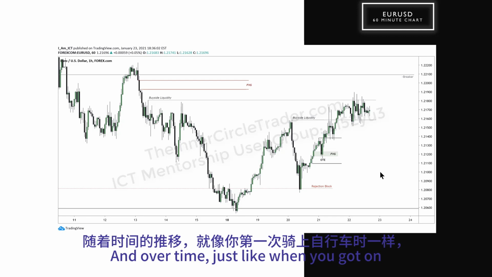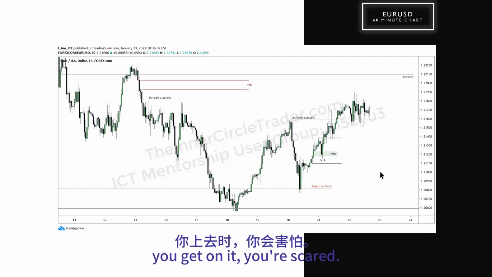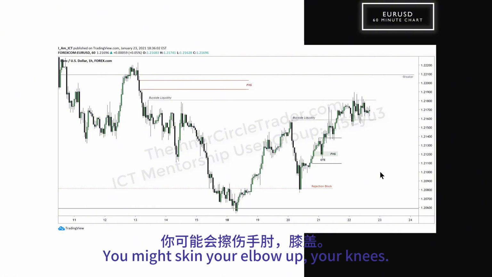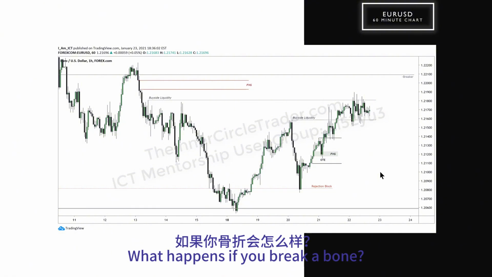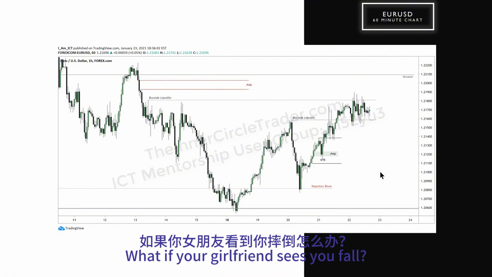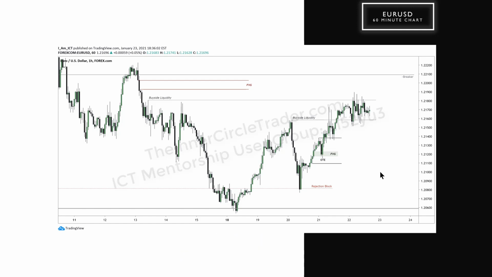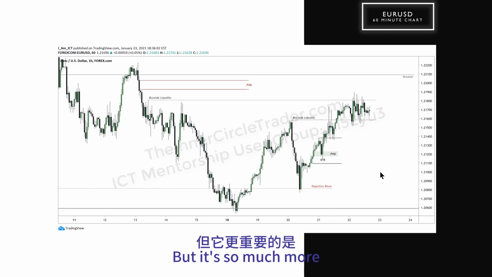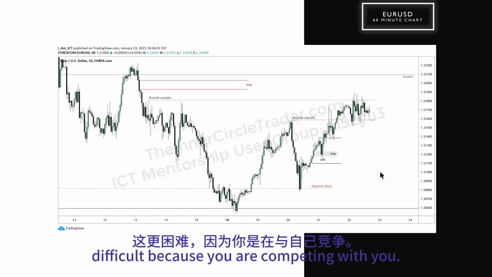And over time, just like when you got on the bicycle the first time, you get on it, you're scared. You're going to fall. You might skin your hands up. You might skin your elbow up, your knees. What happens if you break a bone? What if your girlfriend sees you fall? How embarrassing. Or vice versa. You get what I'm saying? This is no different to any of that. But it's so much more difficult because you are competing with you.